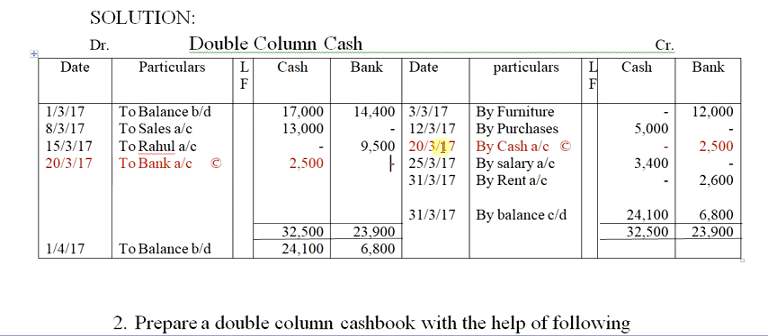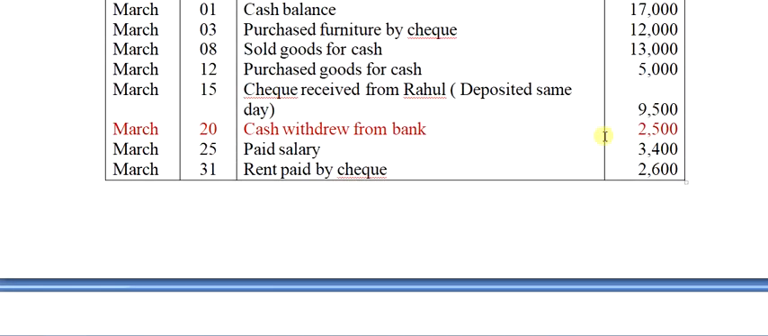On 20/3/2017, the same single transaction, that is cash withdrawn for office use, is given. So what happens? Bank balance reduces on the same day. What is reducing here? Bank balance reduces, 2,500. What are we taking? The cash. And again what happens here? What balance is increasing here? Cash balance is increasing. From where are we getting that cash? From the bank. On which date? On 20/3/2017, my dear students.